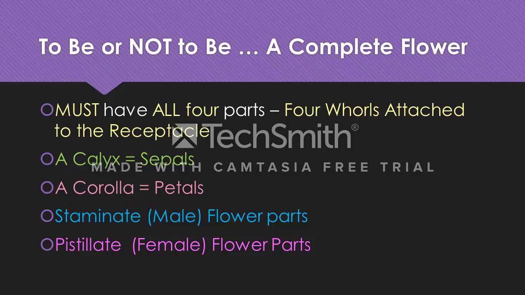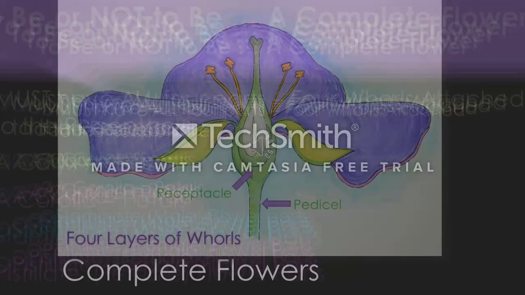These are called whorls, and they are attached to the receptacle. The sepals collectively are called the calyx. The petals collectively are called the corolla. Then, of course, we have the reproductive parts, which consist of the staminate, male flower parts, and the pistillate, female flower parts. All four whorls must be present in order for a flower to be called complete.